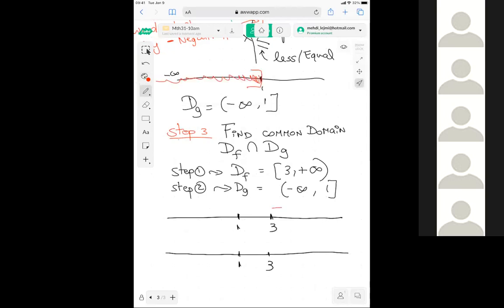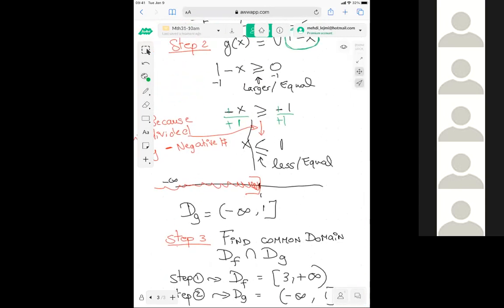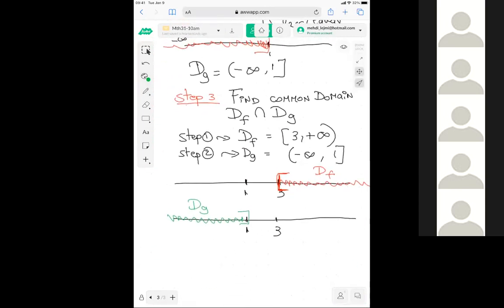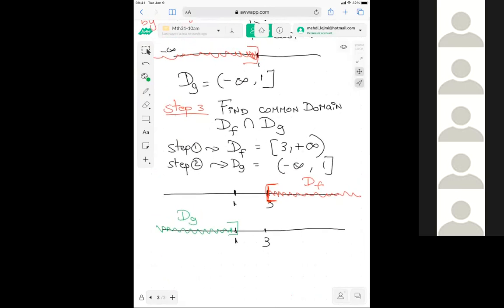Here is the domain of F, from three to positive infinity. Now, what's the domain of G? Here we're going to have the domain of G, which is negative infinity to positive one. Now we're going to find the intersection. What will be the common domain to DF and DG? We need to find the intervals that are at the same time green and red, right?